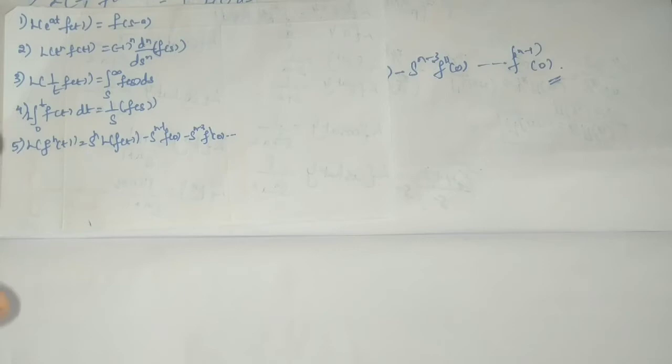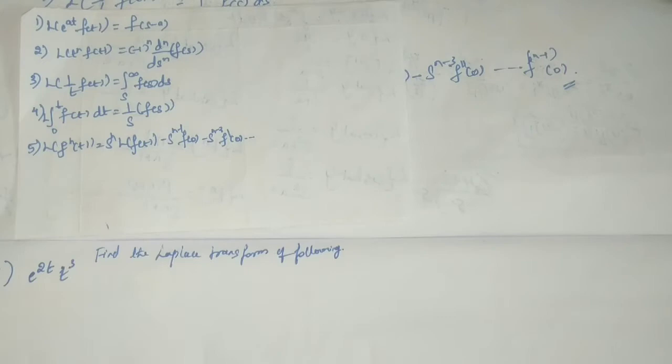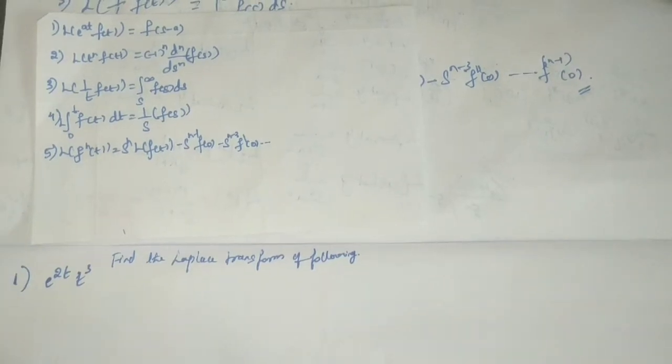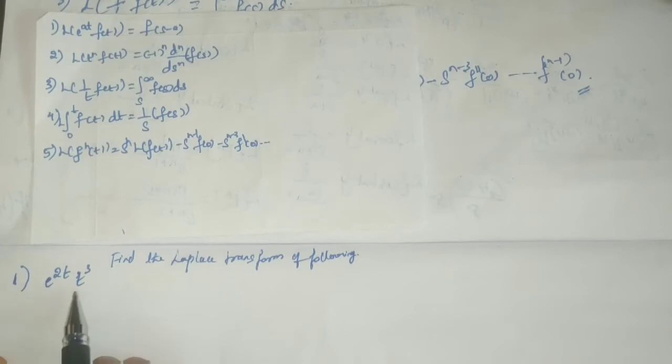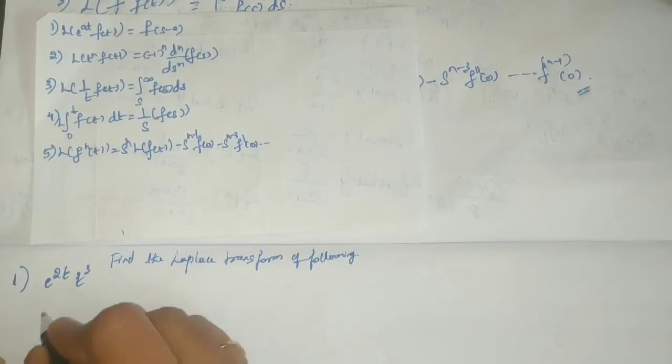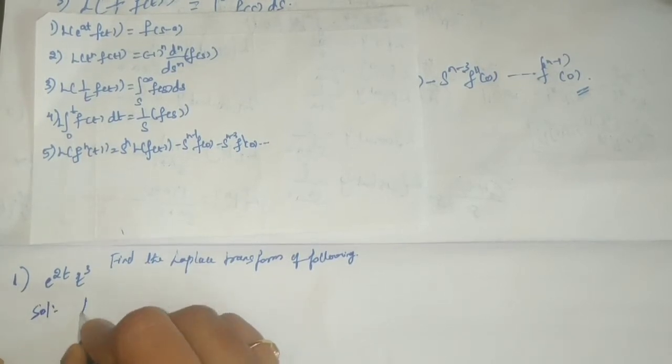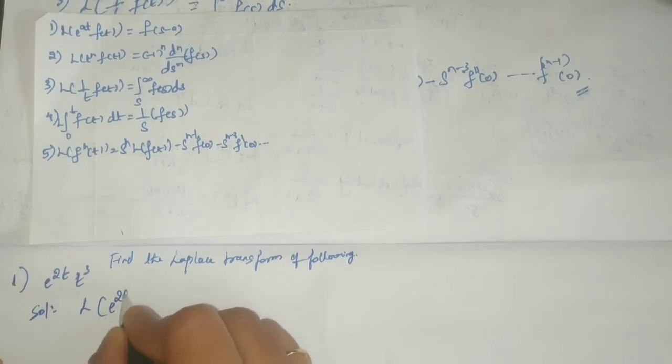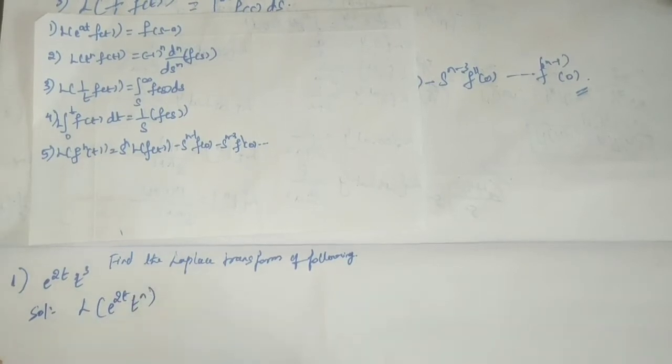So let us start the problem. So first question let me take. So consider the first example. You can see we have exponential and we have polynomial. So it is product of function type. So to start with the solution, take Laplace of e power 2t into t to the power n.